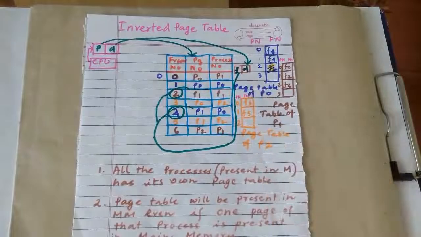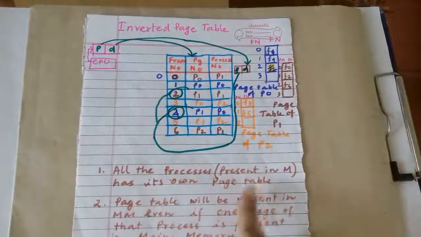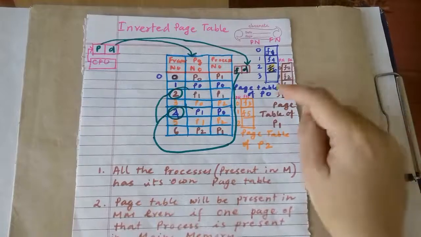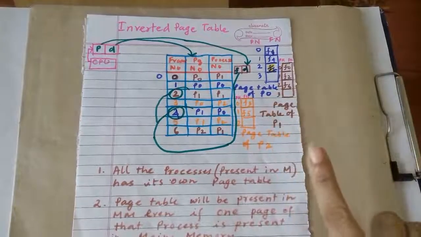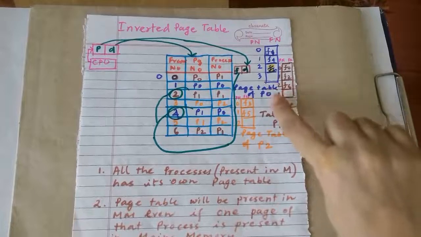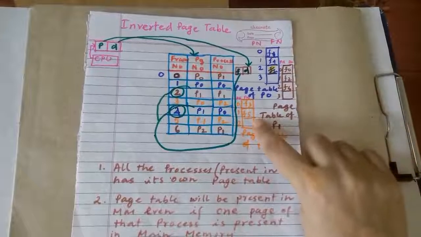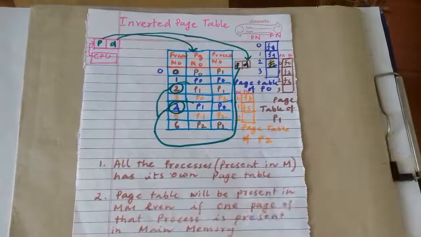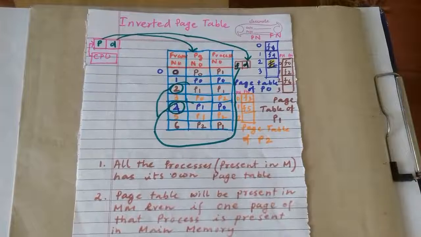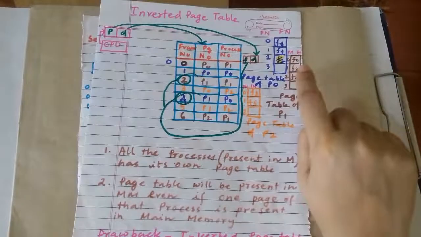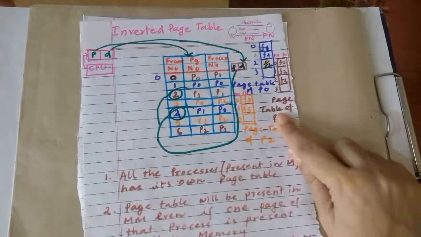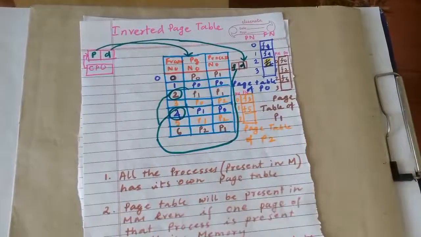In an inverted page table, what happens is, as we know, every process has its own page table. Like if I take three processes, P0, P1 and P2, we must have three page tables for all three processes. If I have a process, I should have a page table for it, and the page table must be present in memory also. One more thing we need to remember is, when one page of process P1 is loaded into memory, the page table should be present in memory for process P1.